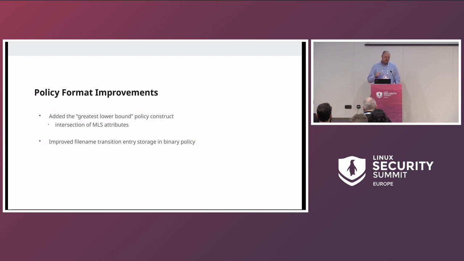We also improved how we stored file name transition entries in the binary policy. This isn't something that's really user visible in the sense it doesn't add any new capabilities, any new functionality. However, it did manage to cut the size of the Fedora policy in roughly half. So depending on how your policy is constructed, if you've got a custom policy, you could expect roughly similar size improvements, and obviously with a reduction in size comes an improvement in load times. It's a nice change.